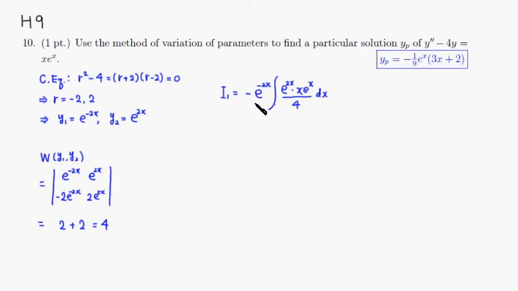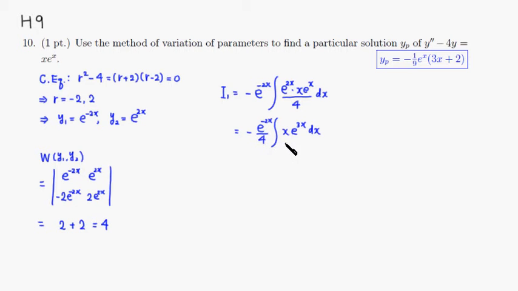I'm going to pull 1 over 4 outside, so it's negative e to the negative 2x over 4, then the integral of x e to the 3x dx.